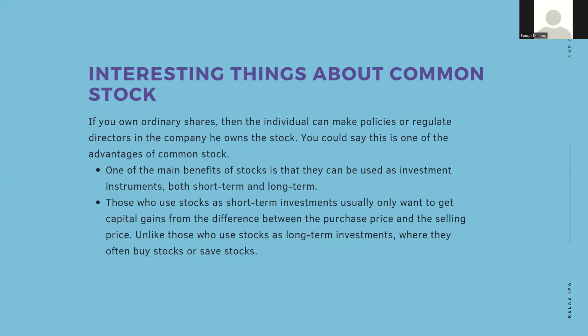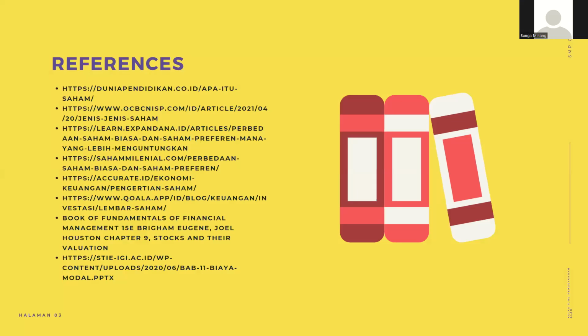One of the main benefits of stock is that it can be used as an investment instrument, both short-term and long-term. Those who use stocks as short-term investment usually only want to get capital gains from the difference between the purchase price and the selling price, unlike those who use stocks as long-term investments, where they often buy stocks or save stocks. And here are the references we got from searching in Google and the books.